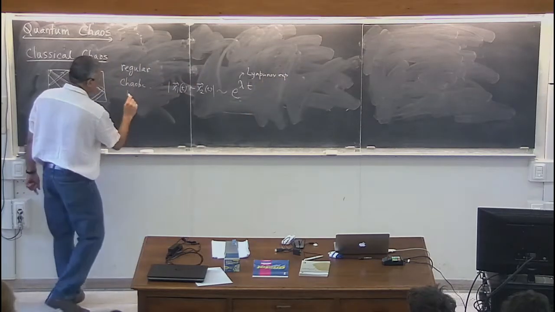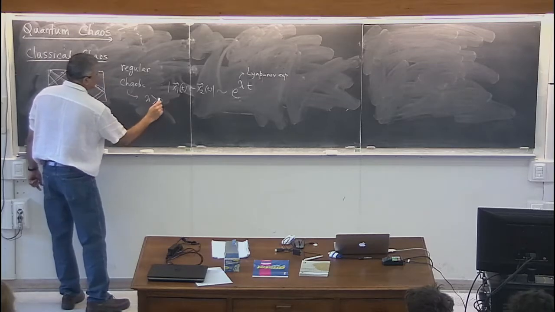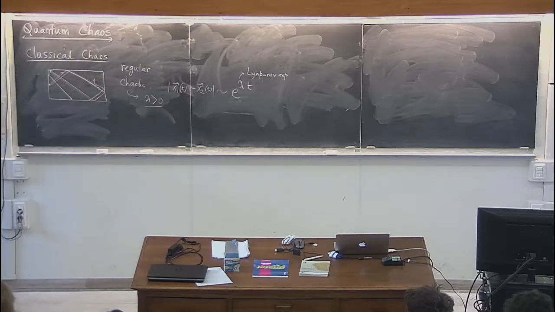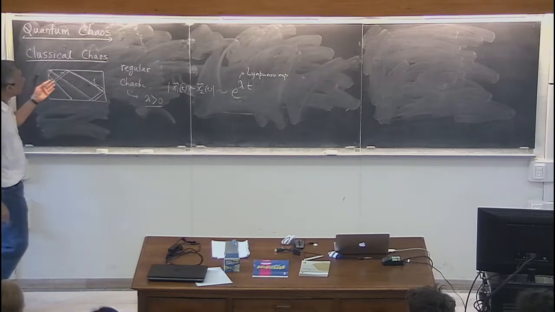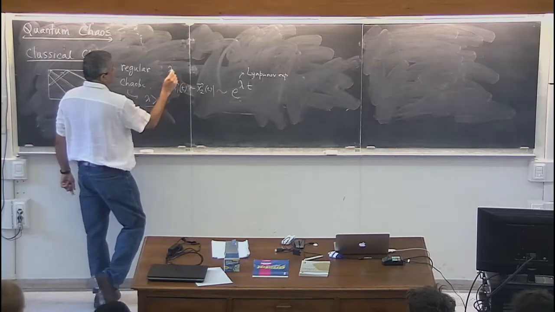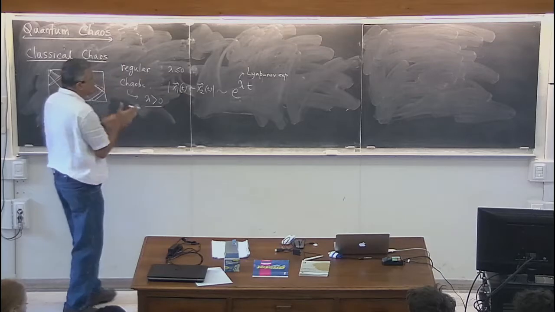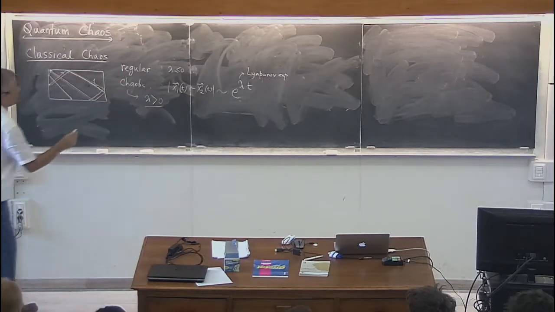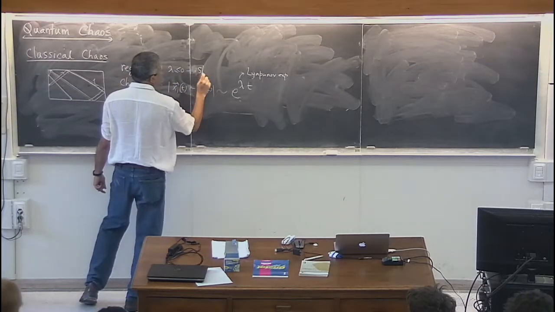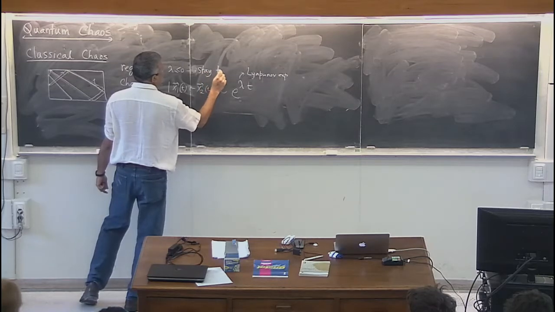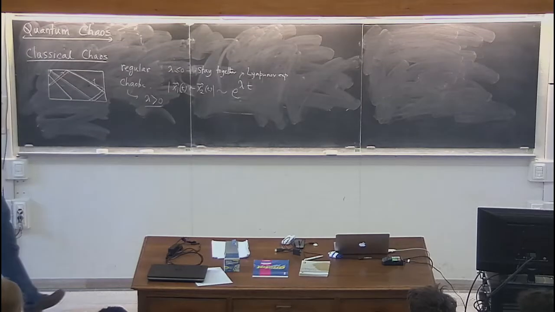So if lambda is positive, then we'll call the system chaotic, meaning that two trajectories with a slight difference in initial condition will exponentially diverge with time. Whereas in the regular system, this lambda is less than or equal to 0. That means they stay together. So this is the classical definition of chaos.